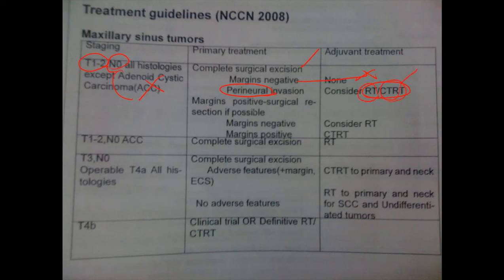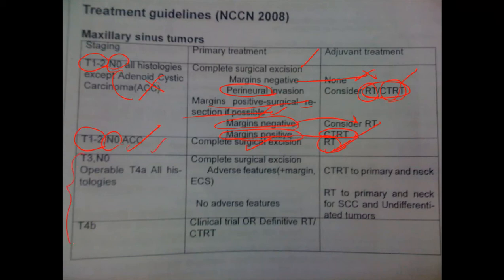If margins are negative after surgical resection, you can consider radiotherapy. Margins positive means you have to go for both chemotherapy and radiotherapy. So in T1, T2, and N0 adenoid cystic carcinoma, you have to go for surgical resection and then radiotherapy only. So ACC, that is adenoid cystic carcinoma, radiotherapy only.